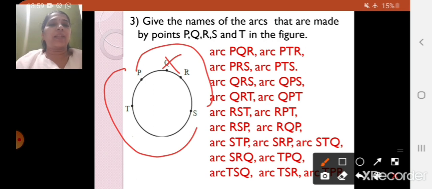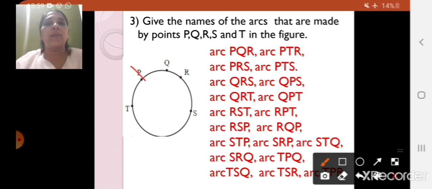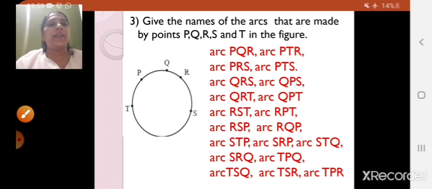After that, what do we have to do? Again with point S only, we have to find the other arc. So what are we going to do? We are going to keep the point P outside the circle. So what will your arc be? It will be arc STQ and arc SRQ. So children, we have finished with the point S.